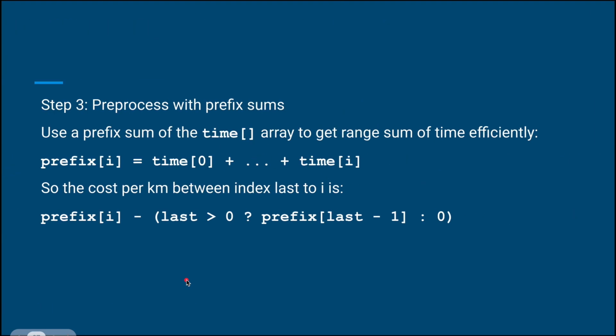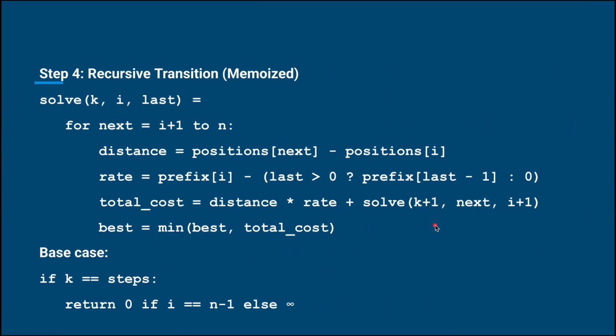Okay, so in the third step, we will process the prefix sum. To do the prefix sum, you can calculate prefix at I equal to time at 0 plus so on till I, right? And you will calculate the prefix sum of the time array. So the cost per kilometer between last and I is prefix at I minus, if last is greater than 0, prefix at last minus 1, otherwise put 0.